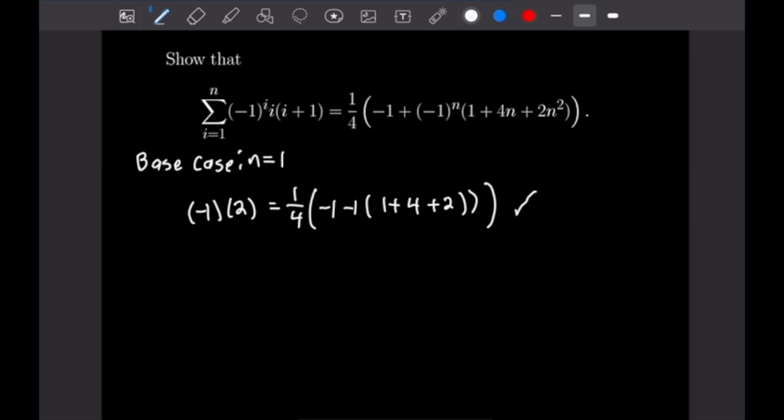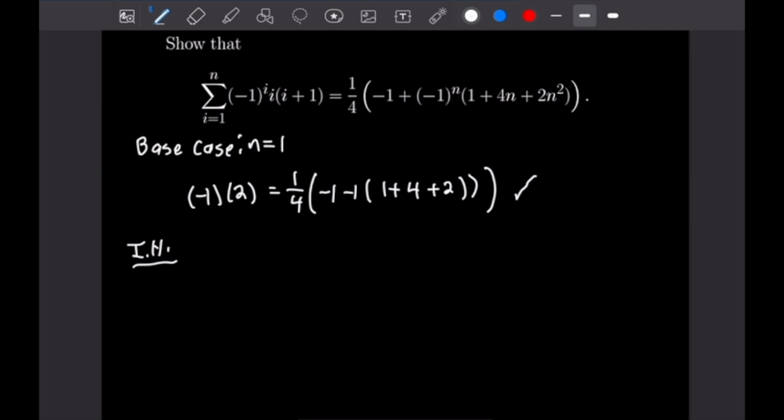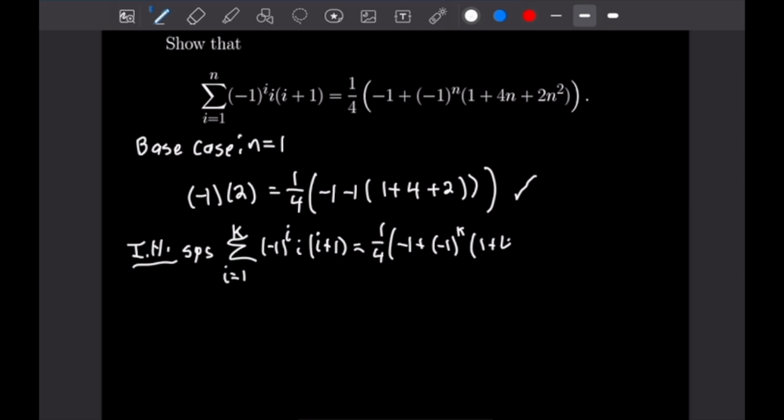So let's go ahead and write out our induction hypothesis next. For our induction hypothesis, we are going to suppose that we have the sum as i goes from 1 to k of negative 1 to the i times i plus 1 is equal to 1 over 4 times negative 1 plus negative 1 to the k times 1 plus 4k plus 2k squared. Great. And so now we want to consider our next case.